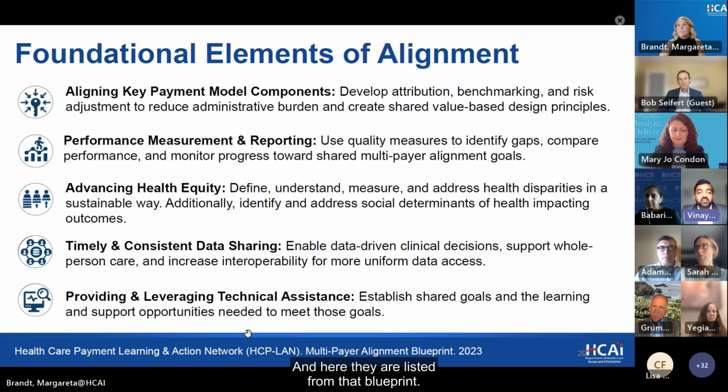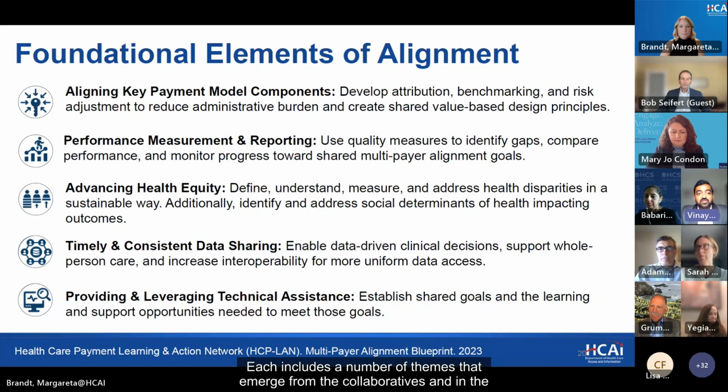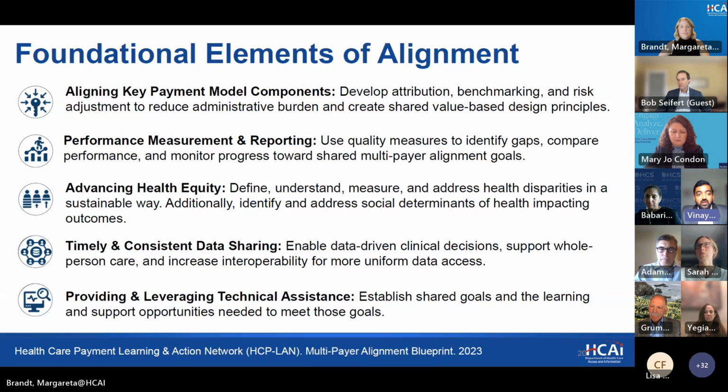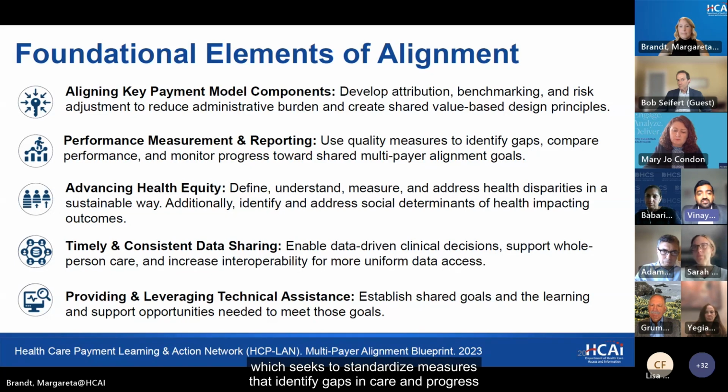And here they are listed from that blueprint. Each includes a number of themes that emerge from the collaboratives and in the national examples. The element containing the widest variety of topics is the key payment model components piece, and it includes topics like attribution, benchmarking, risk adjustment, and value-based design principles. We'll get into some examples of these in the next few minutes. The next one is performance measurement and reporting, which seeks to standardize measures that identify gaps in care and progress towards a shared set of goals.